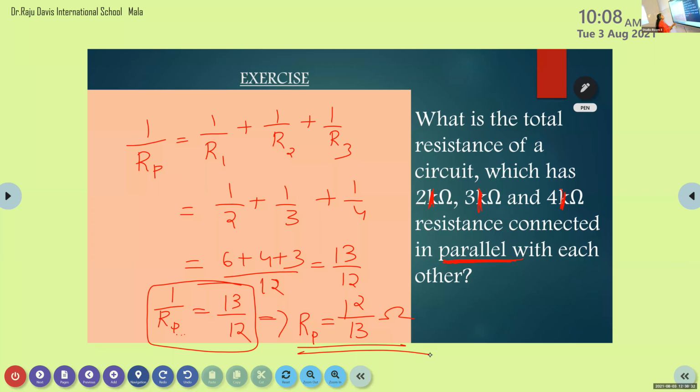So you can expect the options as 13 by 12, 12 by 13 or any other answer, like 14 by 12 or 15 by 13. One more answer you can expect, as Ashik said, is 7 ohm. Some of them say it is a series combination, so it is 9 ohm. So which one is the right option? Here 12 by 13. 1 by Rp is representing 13 by 12. Here we need to calculate the total resistance Rp, that is 12 by 13.